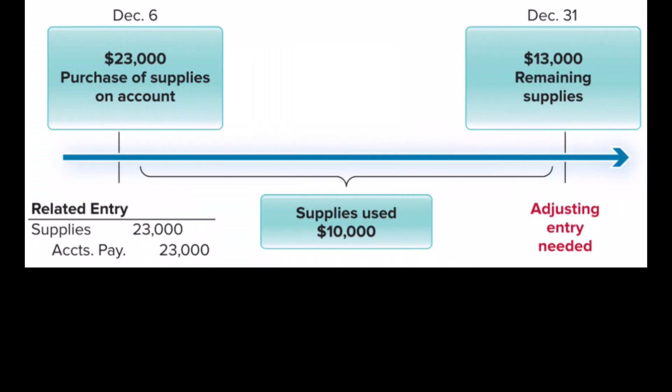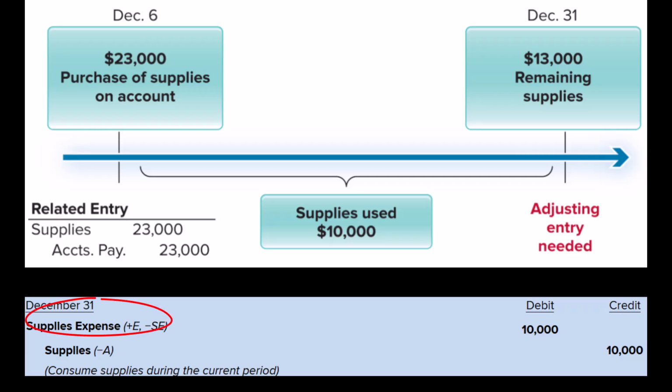Next up is supplies. On the 6th of December, Eagle purchased $23,000 of supplies on account. At the end of December, an account review reveals that only $13,000 of supplies are left. This means the company must have used $10,000 worth of supplies during the month. We need to record this consumption. The adjusting entry is a debit to supplies expense for $10,000 to recognize the cost that was used, and a credit to the supplies account for $10,000 to reduce its balance to the correct amount.